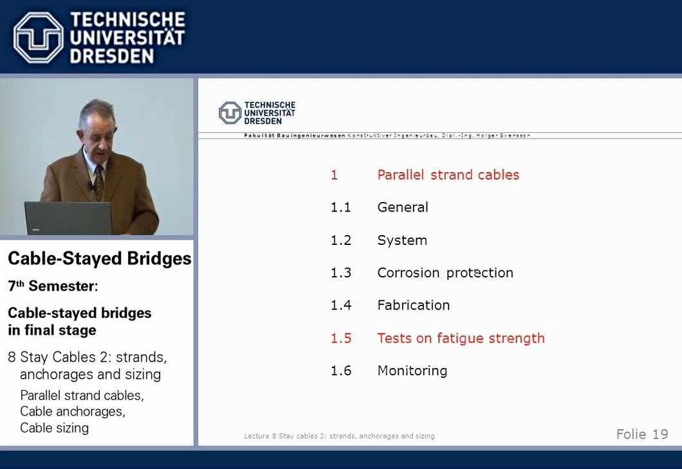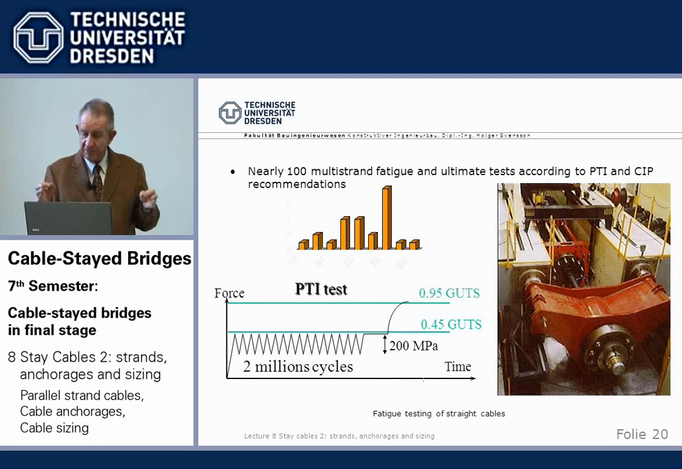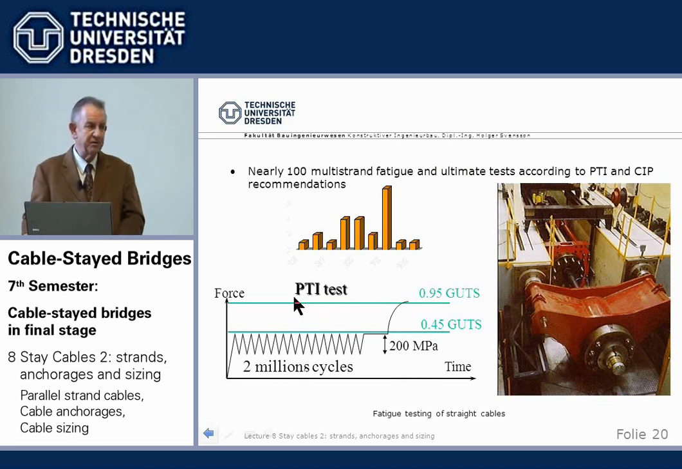Now, very briefly, tests on fatigue strength. The same for all types of stay cables. This is taken from the PTI test. PTI is in the US, Post-Tensioning Institute, and we made in the 80s the first international code on stay cables. Until that time there was always only DIN, what was it, 18,800 with locked coil ropes, but that was only valid for Germany. Nobody used it outside Germany.